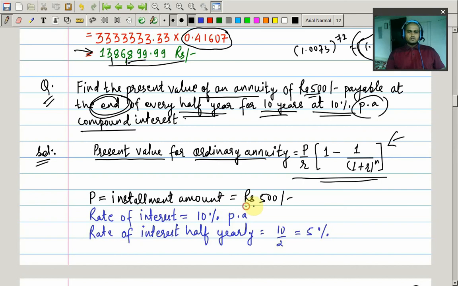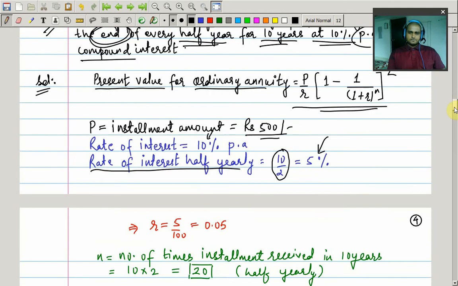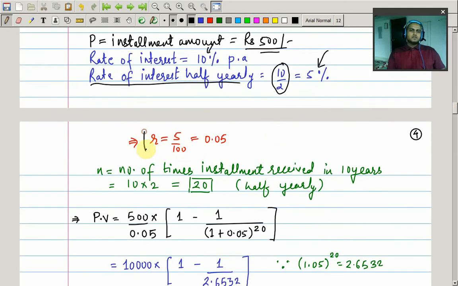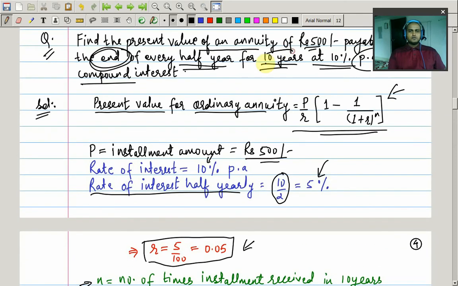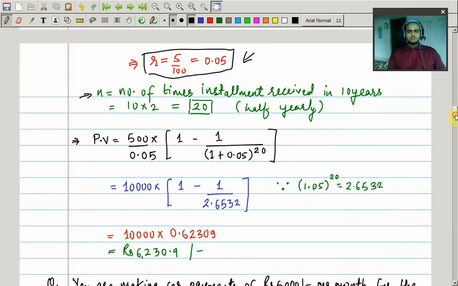P is the installment amount, 500 rupees. Rate of interest is 10% per annum. And what is the rate of interest half yearly? So 10 by 2, 5% half yearly. So the value of R is, just divide that 5 by 100, 0.05. What is N? My installment is continuing for 10 years. So in 10 years, how many half years do I have? Just multiply it by 2. So the number of times installment is received in 10 years is 20.